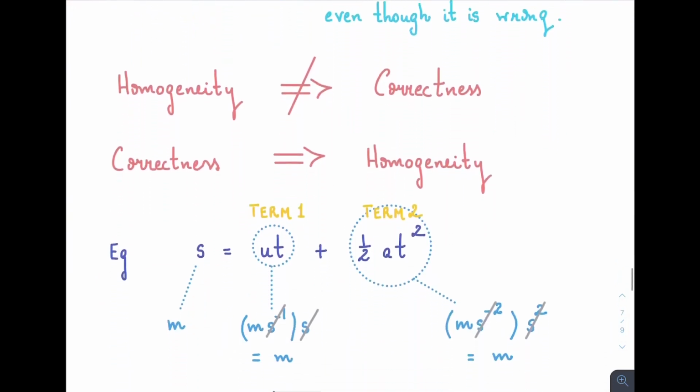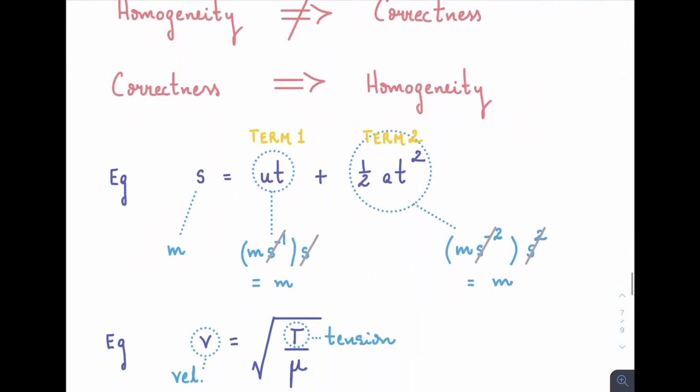Let's look at another example. Suppose we are asked to check whether this equation is homogeneous or not. So suppose now we're given S is equal to ut plus half at squared. I know that this equation should sound familiar to you because you've used it before. Thus, you should know that it is a correct equation and hence it must be homogeneous. But how are we going to verify this?